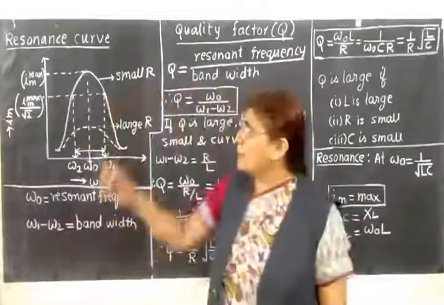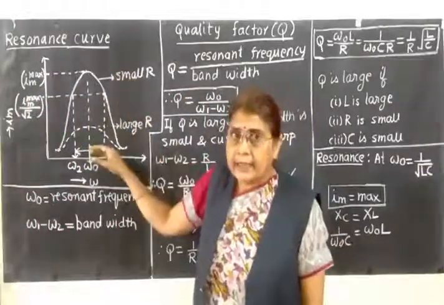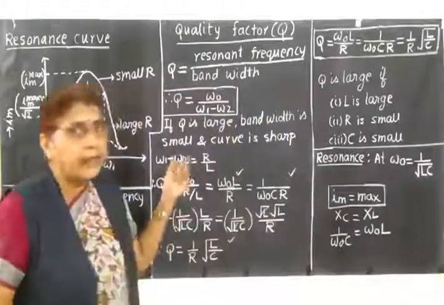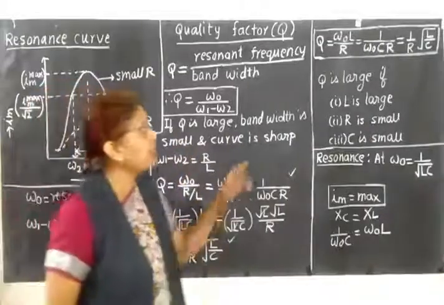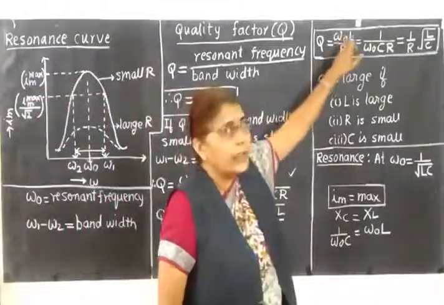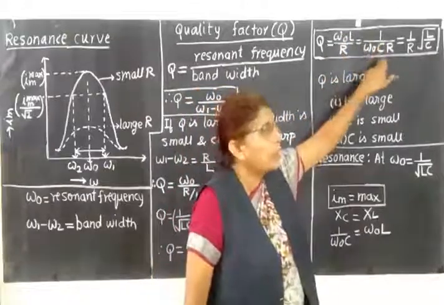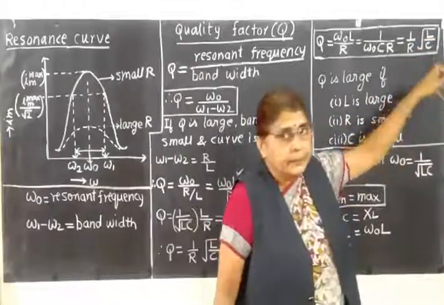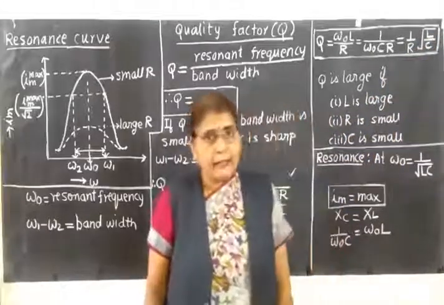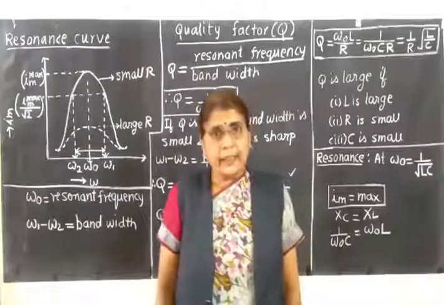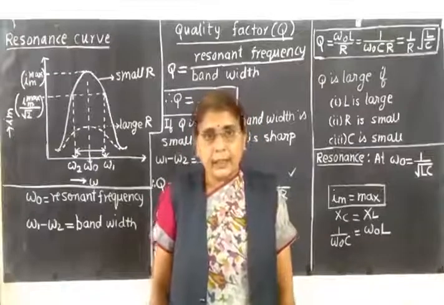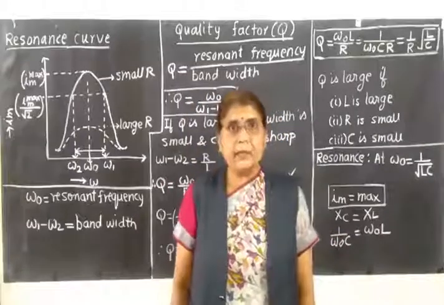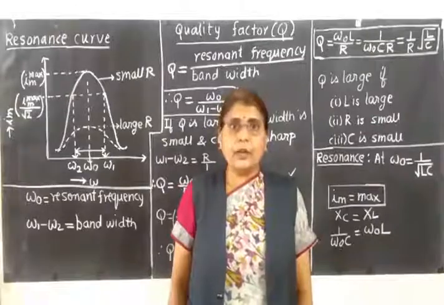Also the sharpness depends upon the value of R. As R increases, the sharpness decreases. Then we substituted the value of bandwidth as R upon L. We got three expressions for the Q value. Q is omega 0 L upon R, or 1 upon omega 0 C into R, or the same as 1 upon R into root of L upon C. Also we have studied one very interesting use of the resonant LCR circuit. We use it in the receivers of radio and television to tune to a desirable frequency. So this is all for today's session.